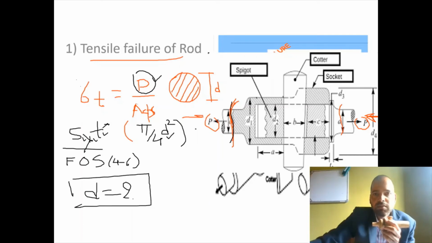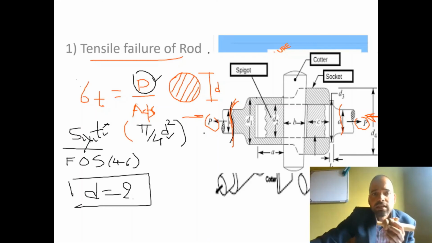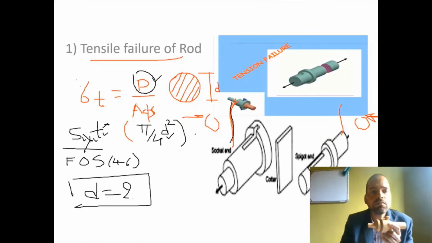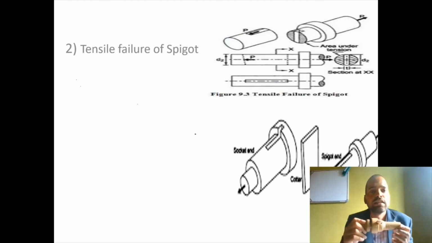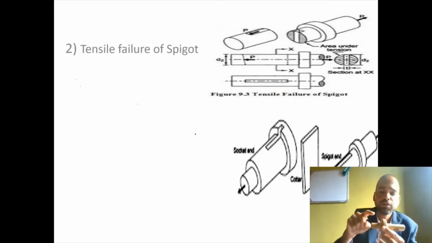This diameter D will be the diameter of the rod at both the ends, right? So the first failure is tensile failure of the rod due to the tensile load applied on the component. Next, we are going to consider tensile failure of the dimensions of this spigot. So first we have found out the diameter D.